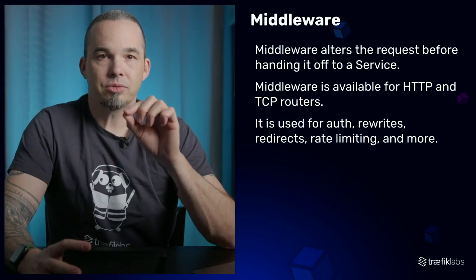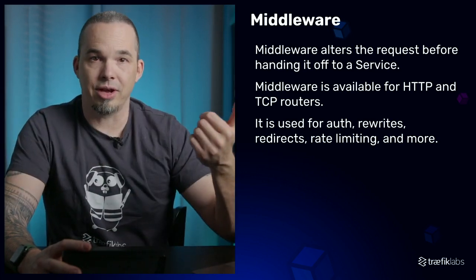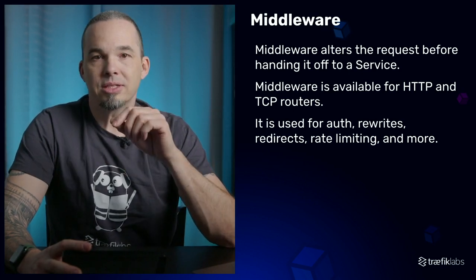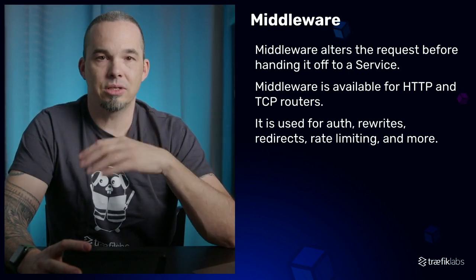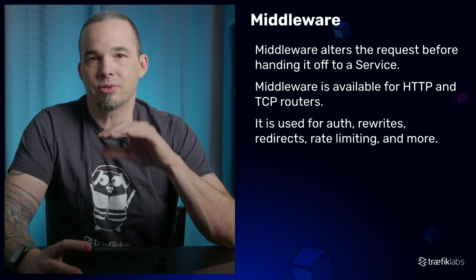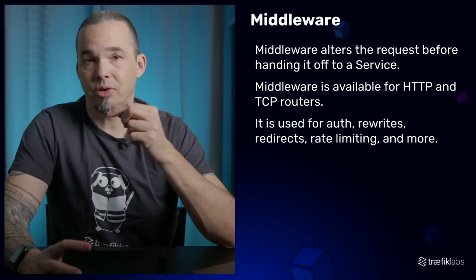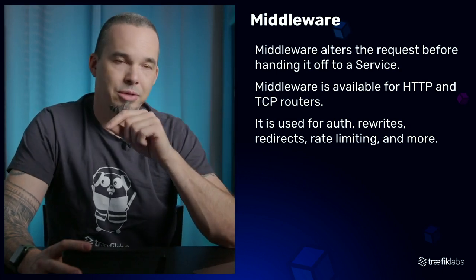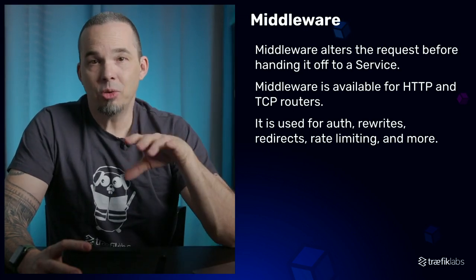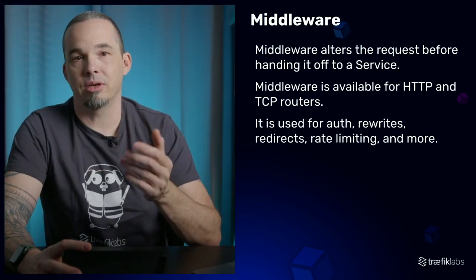Middleware alters the request before handing it off to the service, or if it's outbound traffic, before handing it off to the router. Middleware is how you make your Traefik proxy installation into some beastly powerhouse of edge processing. Middleware exists for local and forwarded authentication, compression, rewrites, redirects, buffering, circuit breaking, rate limiting, retries, error handling, and more. You can chain middleware together so that a request passes from one to the next before continuing on its way.